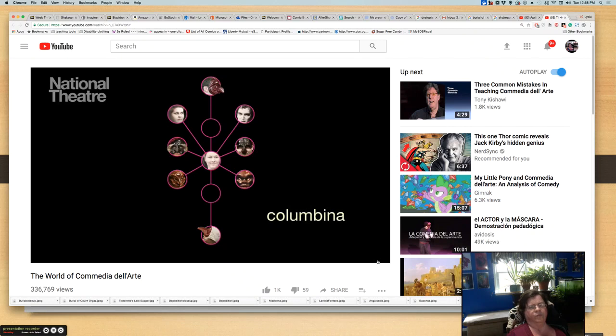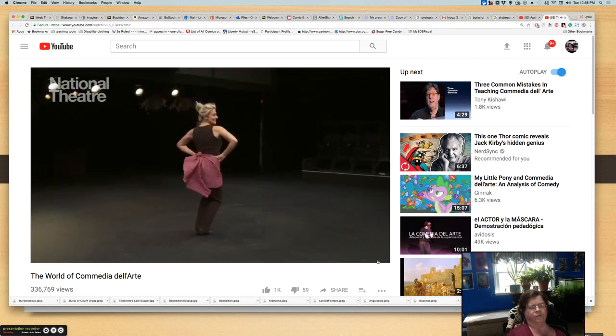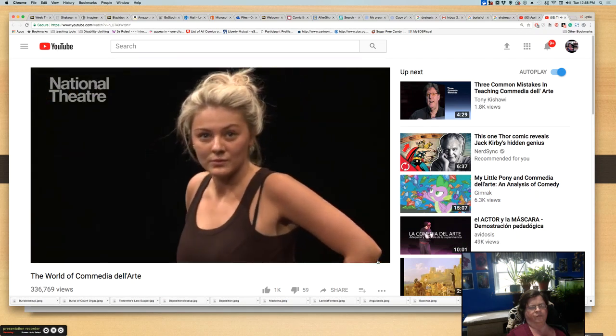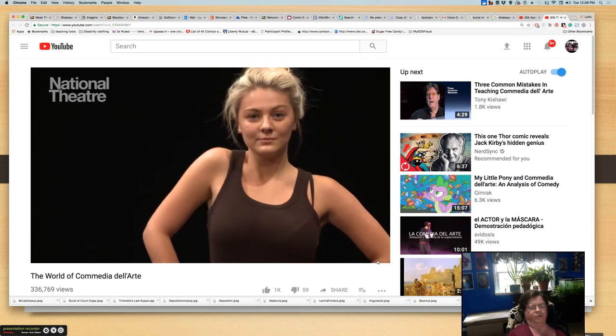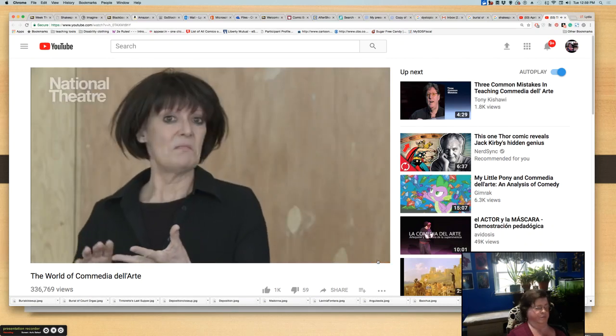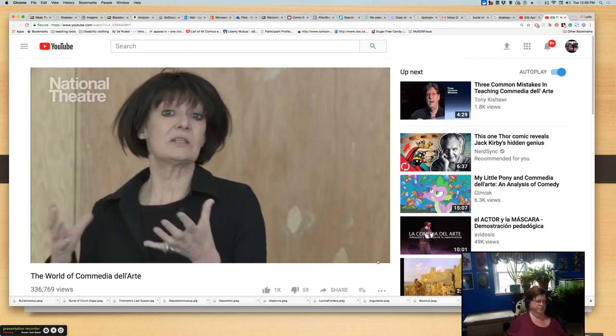Colombina is at the centre of the diagram. She is as cunning as Brighella. She's as playful as Harlequin. She's as good with the money as Pantalone might be. And she can hold an academic discourse on love, men, marriage and life. Just like the doctor.